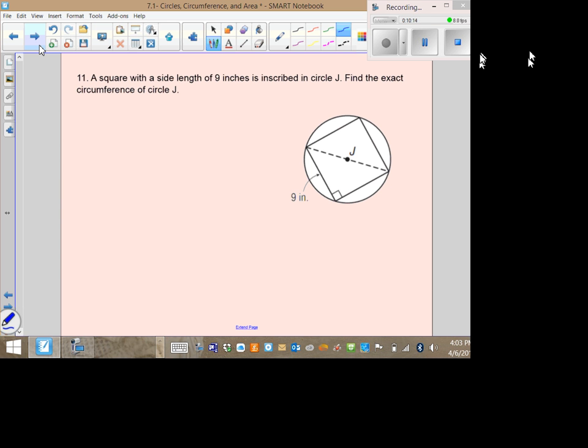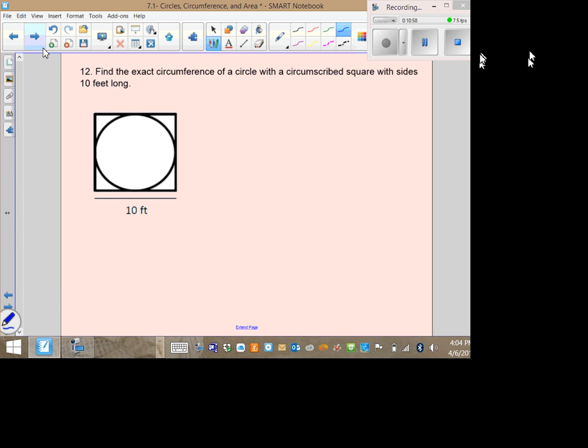Alright, a square with side length of 9 inches is inscribed in a circle J. Find the exact circumference of circle J. So note here we have a square. So all of these are 9 inches. We want to know what this distance right here across the middle is. Thinking back to last unit, we can see that this is a 45, 45, 90 triangle. So we can say that this is 9 square root 2. So we want to find the exact circumference. So circumference, remember, is pi d. And so if my diameter is 9 square root of 2, I get 9 square root 2 times pi inches.